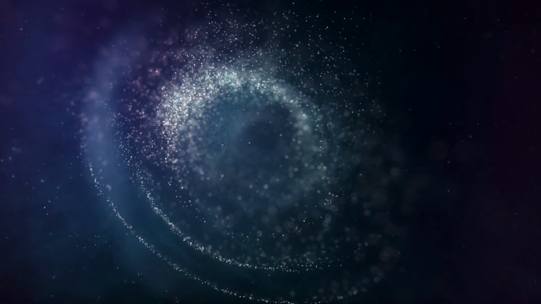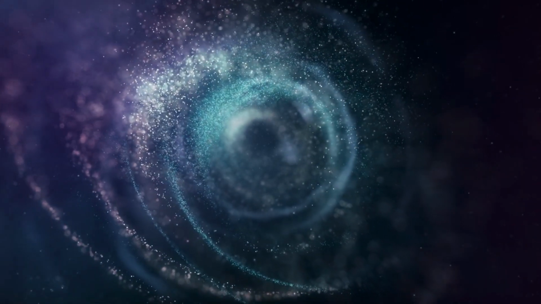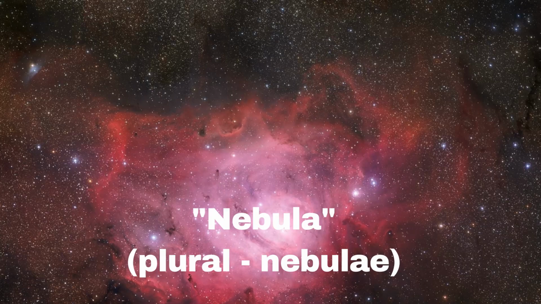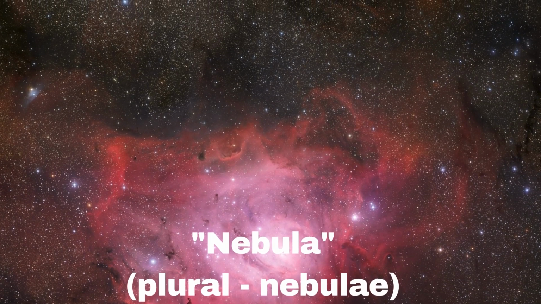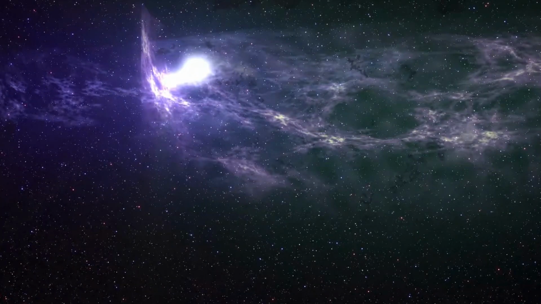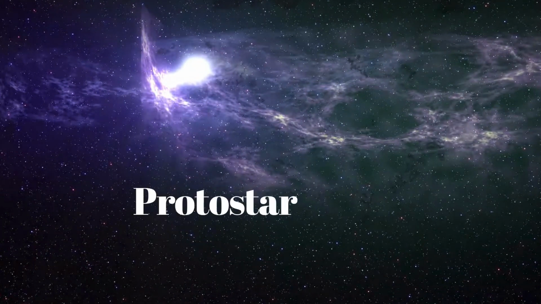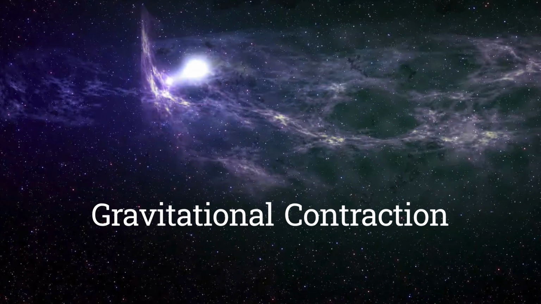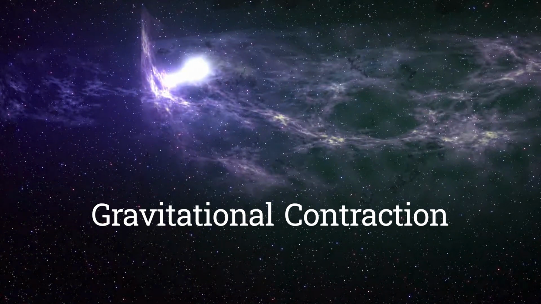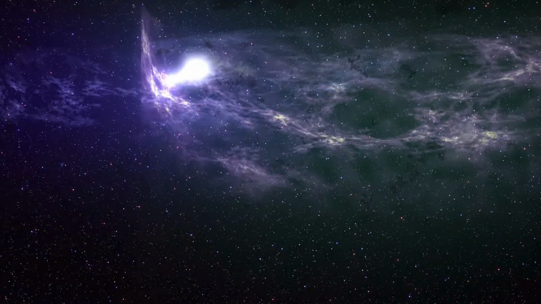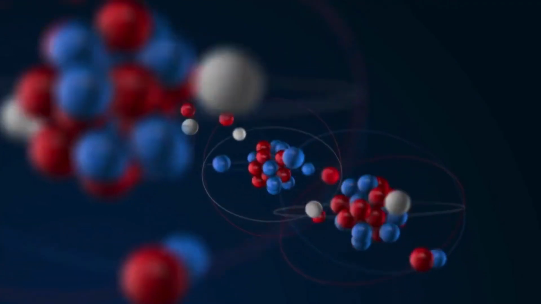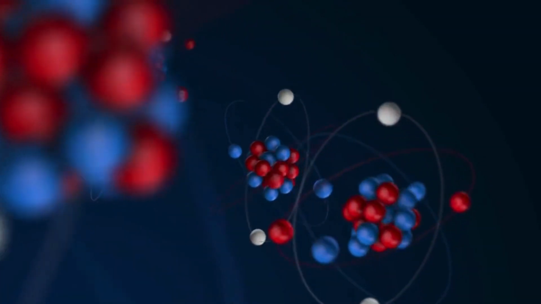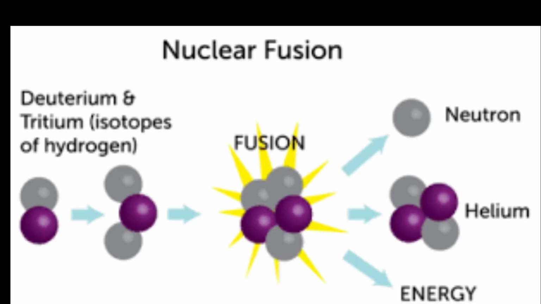It all starts with interstellar clouds of dust and gas, known as nebula. This is the birthplace of every star. All this dust and gas clumps together to eventually form into a more dense and compact object known as a protostar. Gravitational contraction plays an important role in the formation of the protostar. With so much pressure, density, and heat due to increased collision between atoms, it is now possible for nuclear fusion to take place.